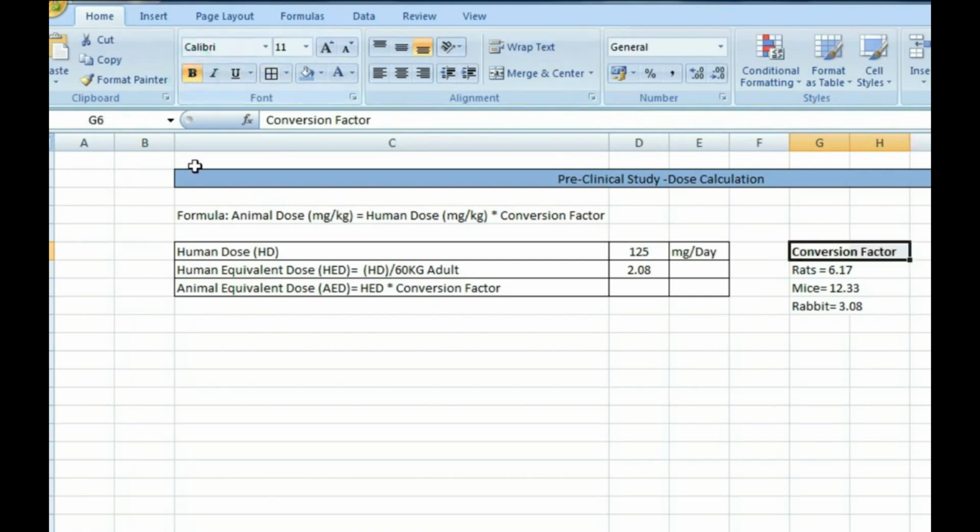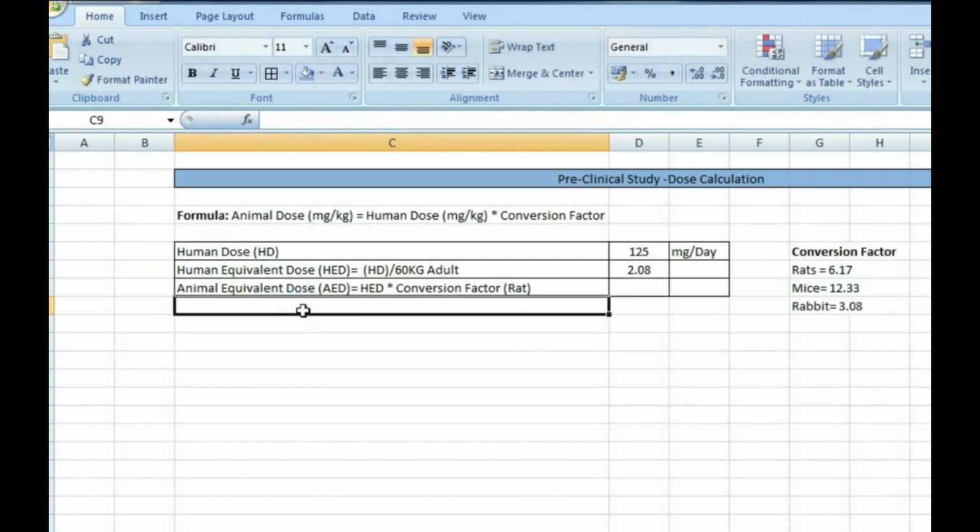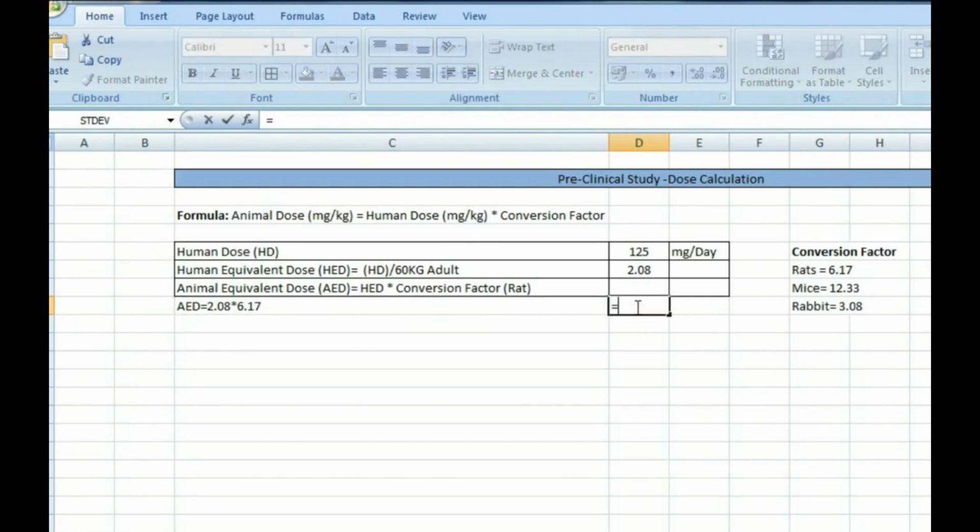So now our conversion factor is ready, and HED we have already calculated. So we are going to calculate. Suppose we are going to take rats, means dose calculation. So we have taken here HED is equal to 2.08, HED into 6.17, the rat conversion factor. So here we have calculated the animal equivalent dose in mg per kg. Now it is in mg per kg dose calculation.